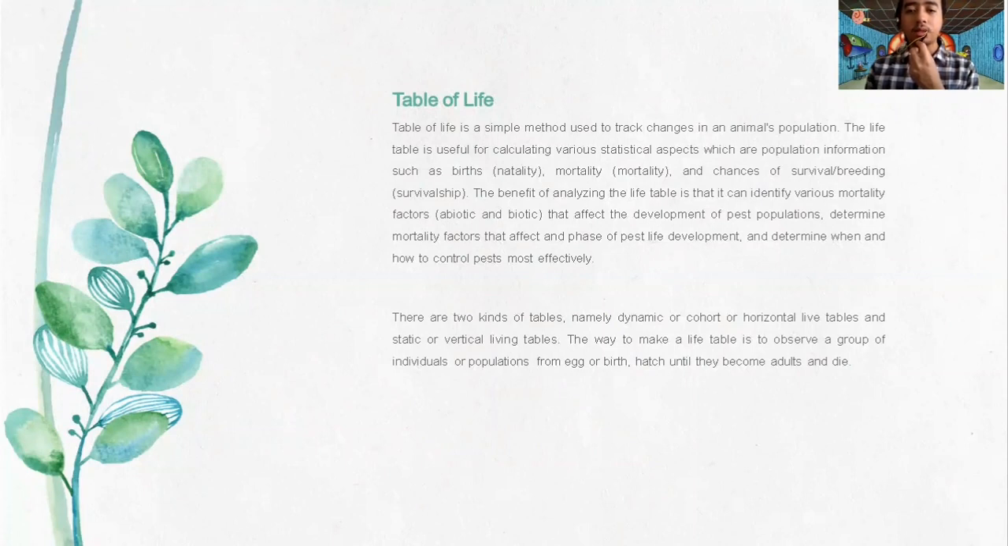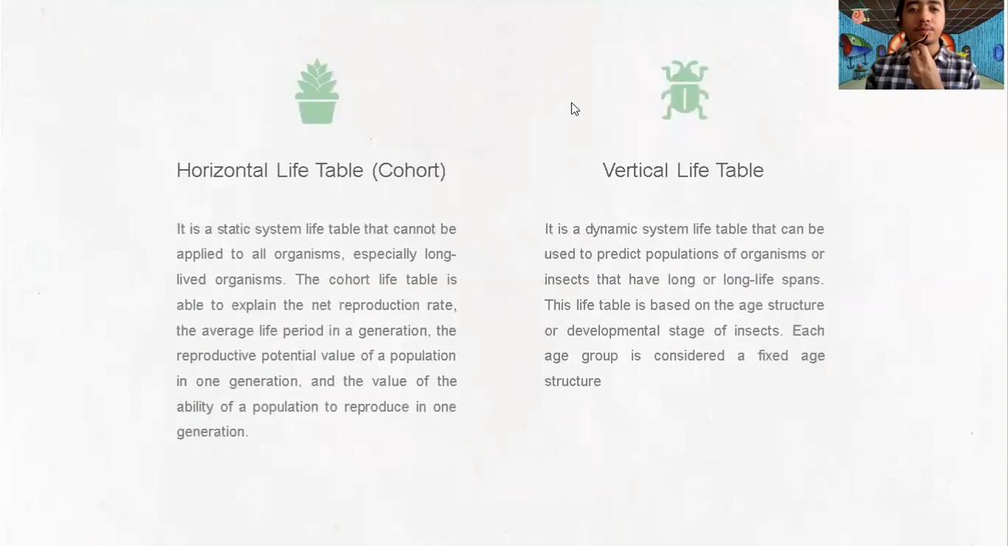There are two kinds of life tables, namely dynamic or cohort or horizontal type tables, and static or vertical life tables. The way to make a life table is to observe a group of individuals or population from egg or birth, hatch until they become adult and die.